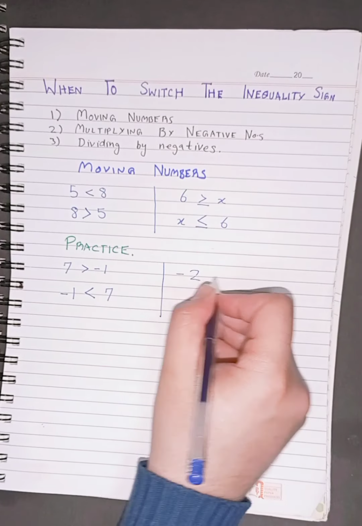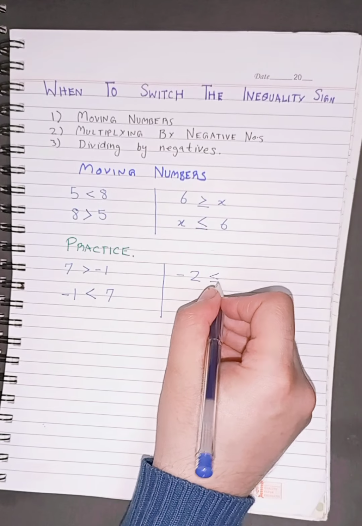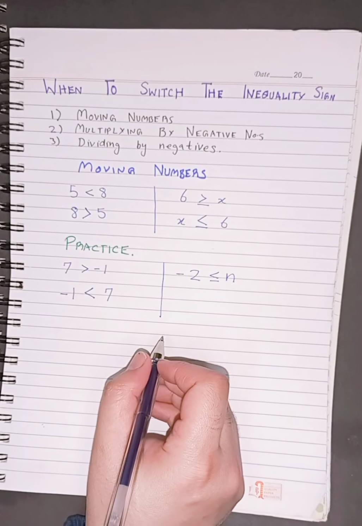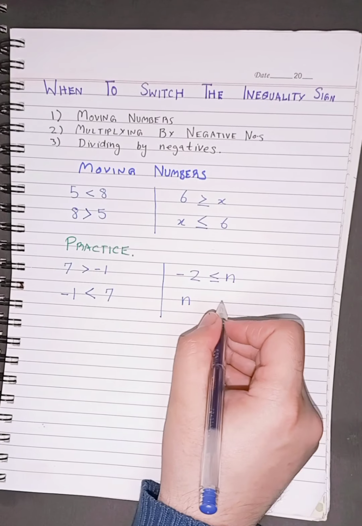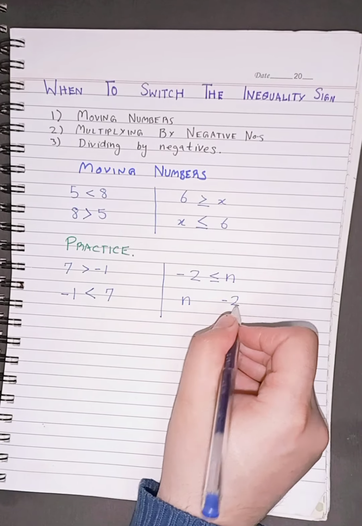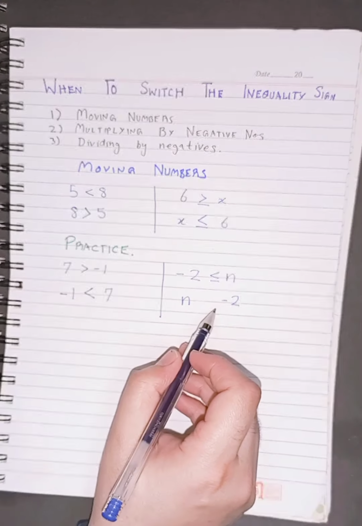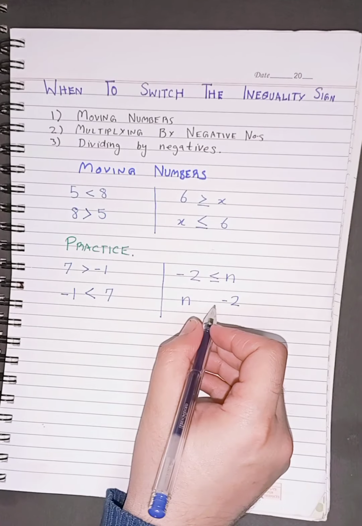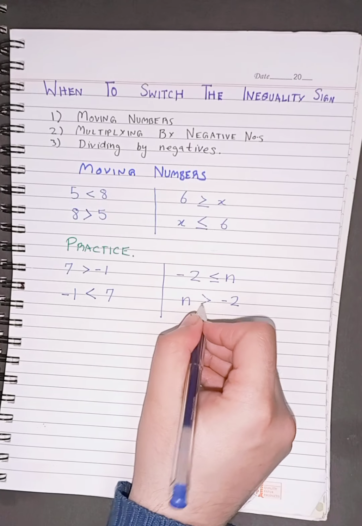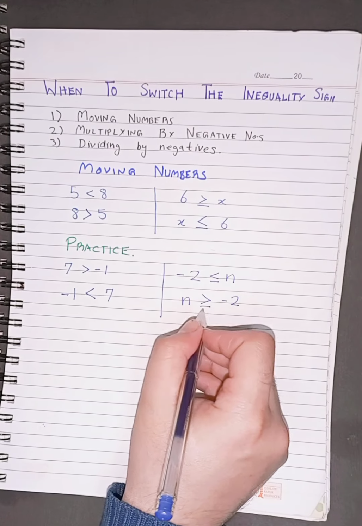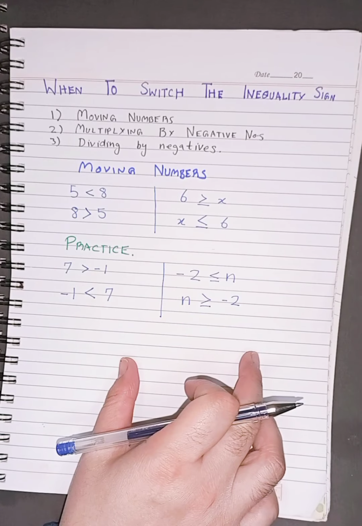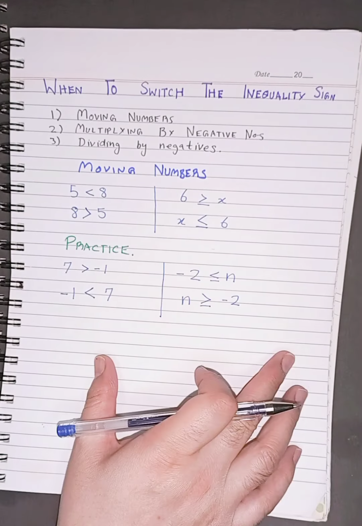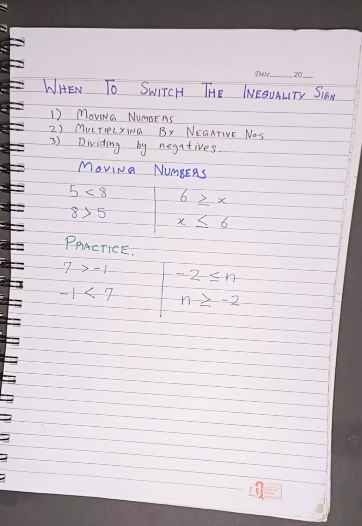Let's do one more practice. You have minus 2 less than equal to n. Now which symbol will you use here? If you have said n is greater than equal to minus 2, then you are right. Very good. Now this portion is completed. Moving numbers. The second scenario is multiplying by negative numbers.